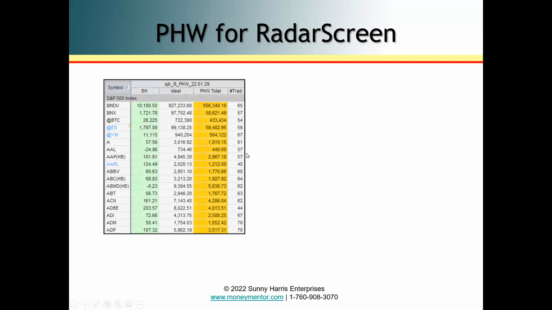And here's what it looks like on RadarScreen. Because the dots are yellow, you can see the yellow column that says PHW total. So for the Dow, you can see that BH is buy and hold. If you bought at the beginning of the chart and held on, you would have made $10,000. But if you could trade the chart, you make $500,000. So there's a big difference in trading and buy and hold.